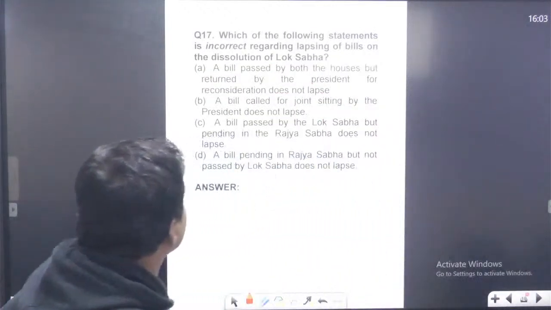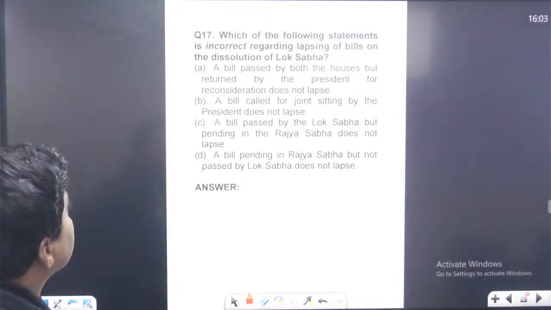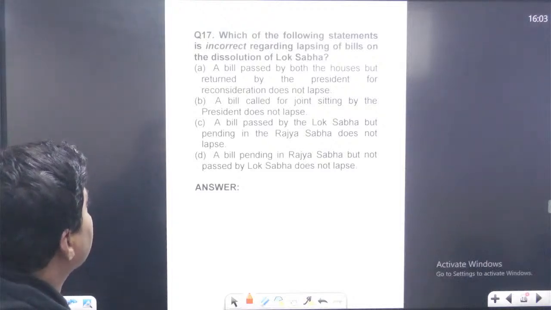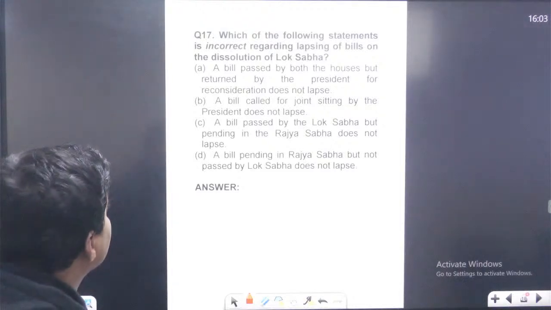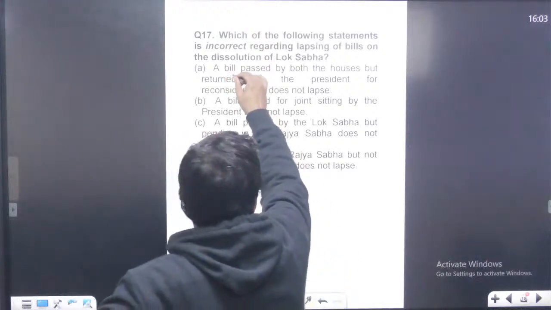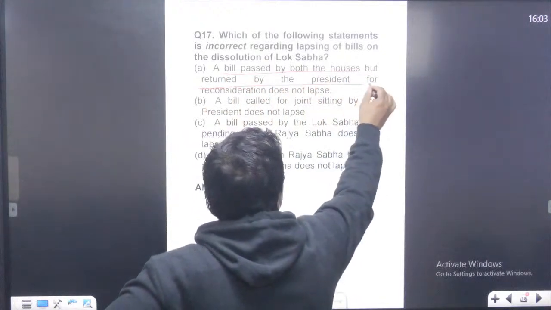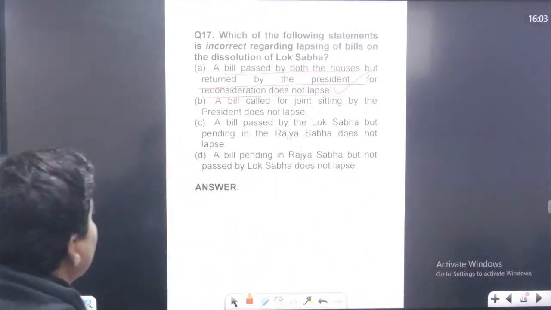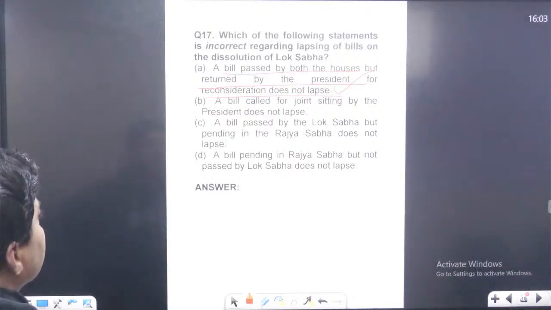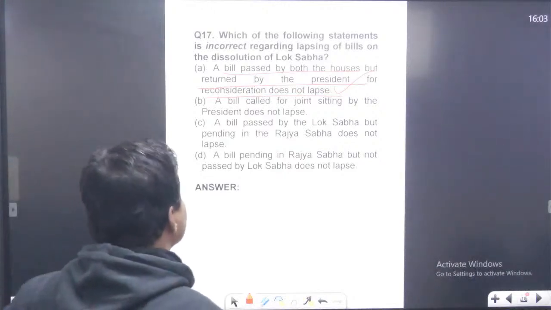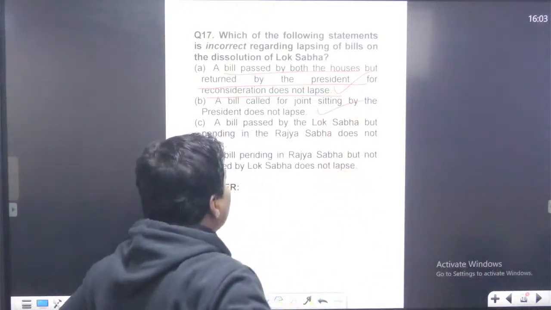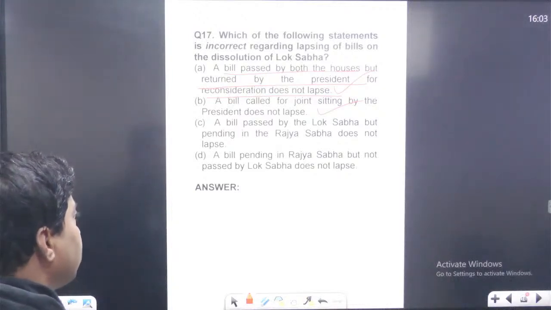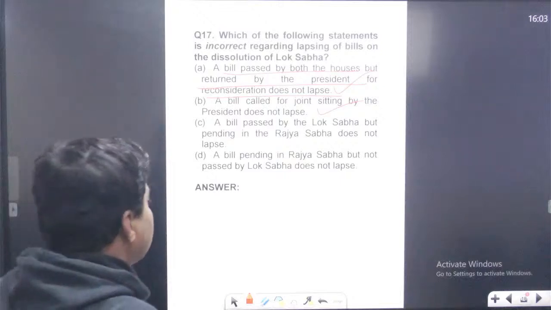Now look at the next question. Which of the following statements is correct regarding the lapsing of a bill on the dissolution of the Lok Sabha? A bill passed by both the houses but returned by the President for reconsideration does not lapse. It is correct, it does not lapse. A bill called for a joint sitting by the President does not lapse. It also does not lapse. A bill passed by the Lok Sabha but pending in the Rajya Sabha does not lapse. It also does not lapse.